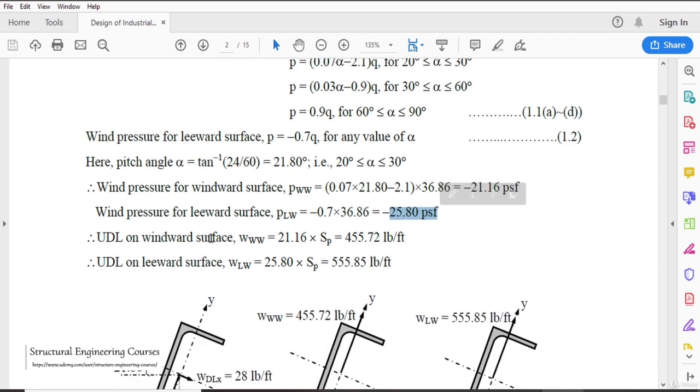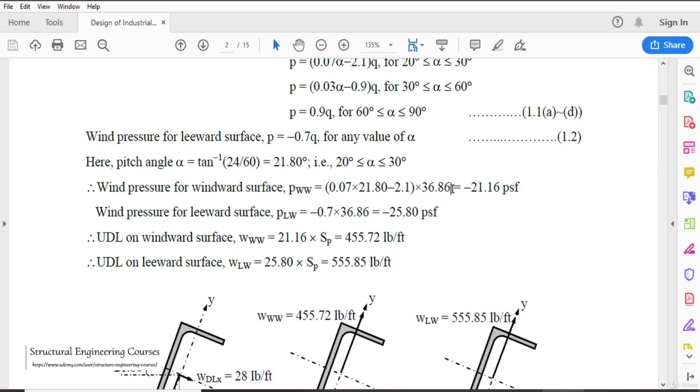So UDL on windward surface. Now why do we need to calculate UDL? This is another important concept, and I have seen most of the new people getting confused in this concept. So I shall repeat this concept two times so that you may not get confused. Now this is the wind pressure. We do need to calculate the wind load. There is a difference between load and pressure. For pressure, the unit is psf. For load, the unit is pound per foot.